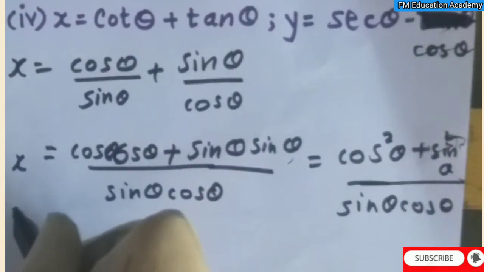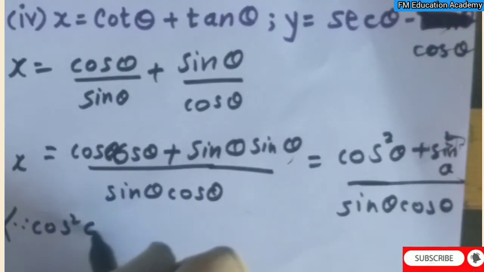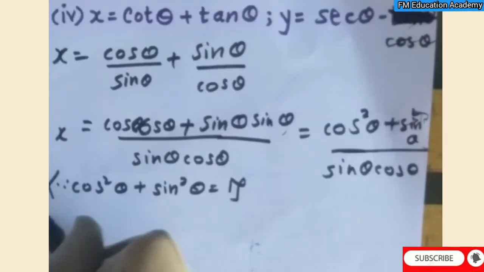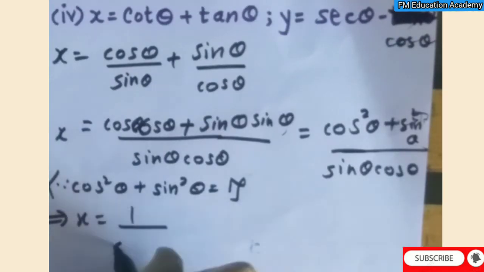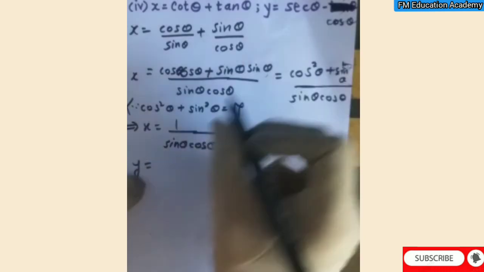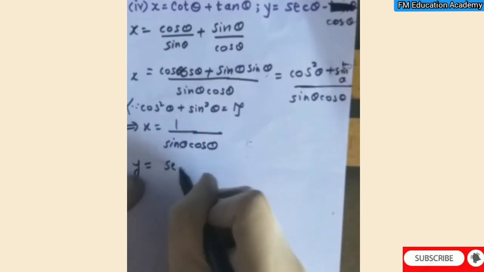Now we know cos²θ + sin²θ is 1. So in place of cos²θ + sin²θ, we'll write 1 in the numerator. So we have x = 1 by sin θ cos θ. Similarly, let us resolve y. y = what did we have initially? sec θ − cos θ.